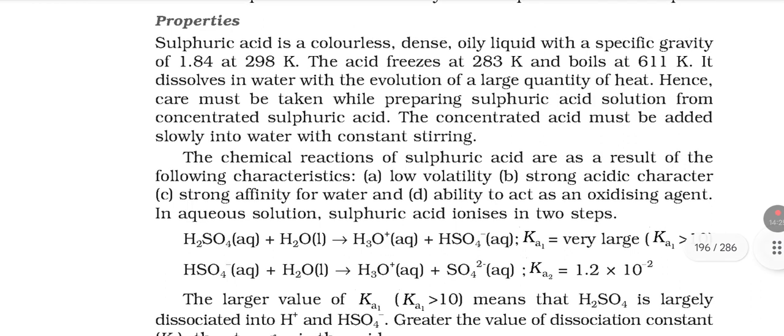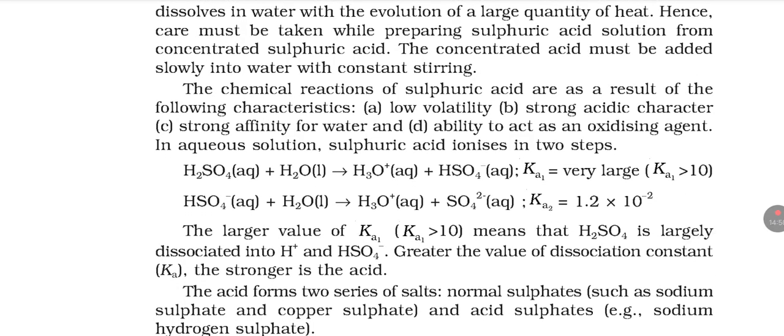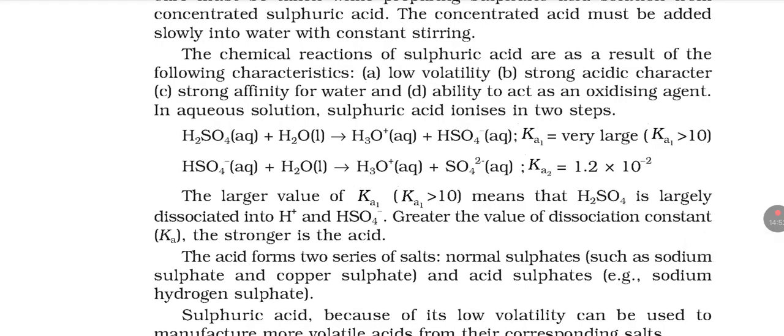Properties. Sulfuric acid is a colorless, dense, oily liquid with specific gravity of 1.84 at 298 Kelvin. The acid freezes at 283 Kelvin and boils at 611 Kelvin. It dissolves in water with evolution of a large quantity of heat. Hence, care must be taken while preparing sulfuric acid solution from concentrated sulfuric acid. The concentrated acid must be added slowly into water with constant stirring.